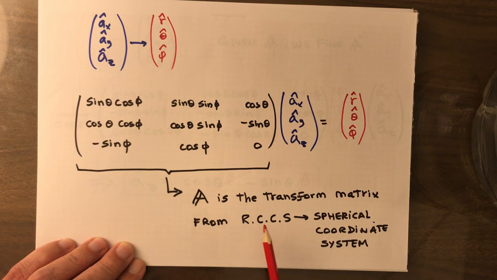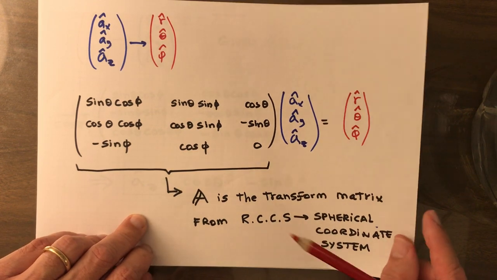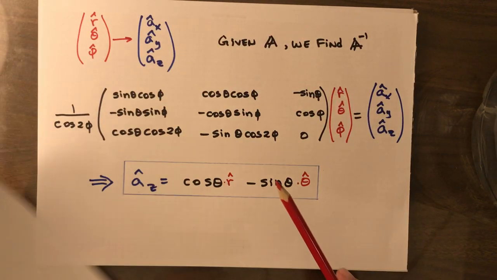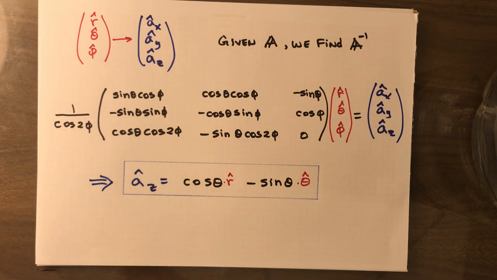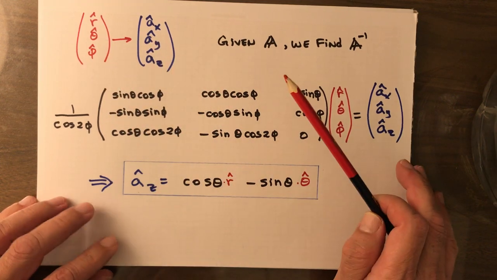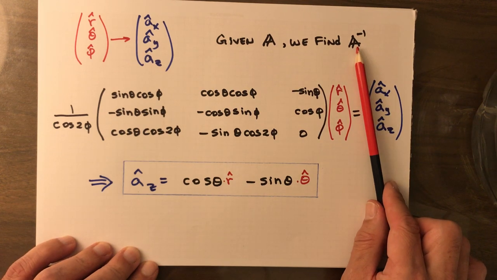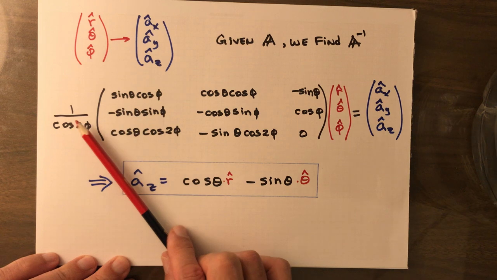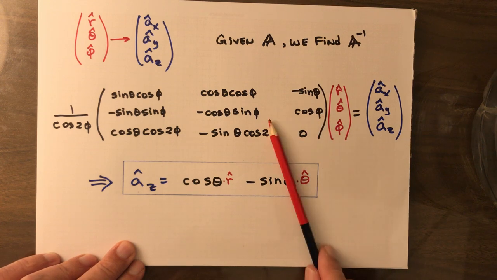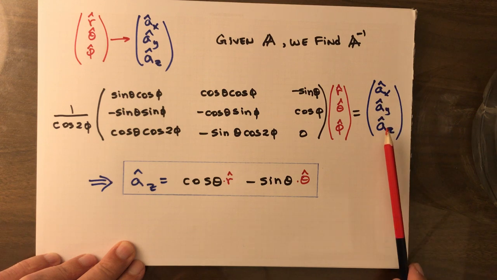But that's not exactly what we want. We want a_z in terms of these quantities. Since this matrix gets us from here to here, we have to take the inverse of that matrix to get to the equations that we want. Specifically, we want to go from spherical to rectangular Cartesian. So given A, we find A to the minus 1, the inverse of matrix A. From linear algebra, we compute the inverse to be that matrix there, and that multiplied times r, theta, and phi hat gives us a_x, a_y, and a_z hat.